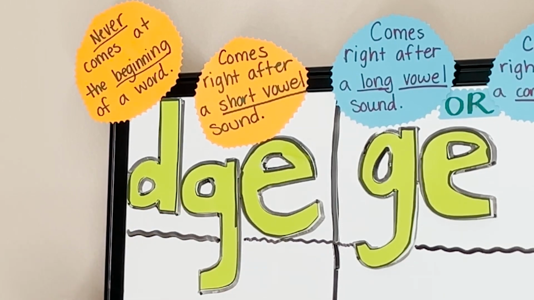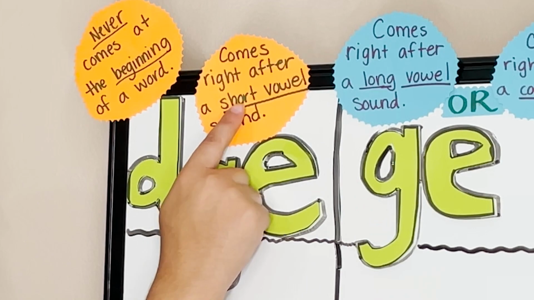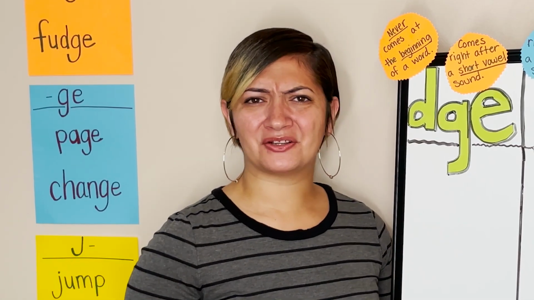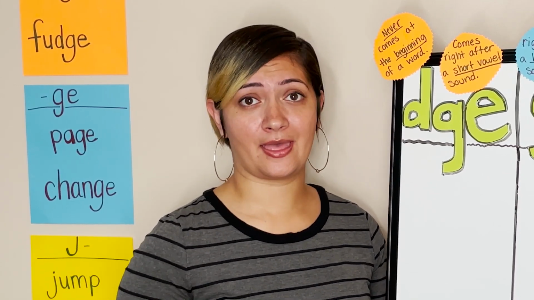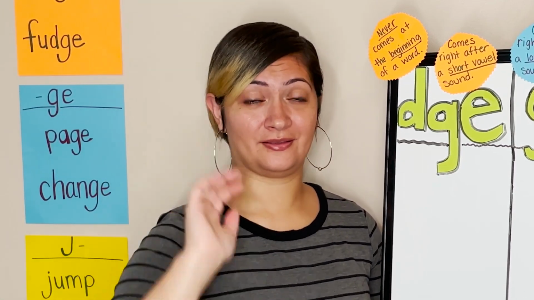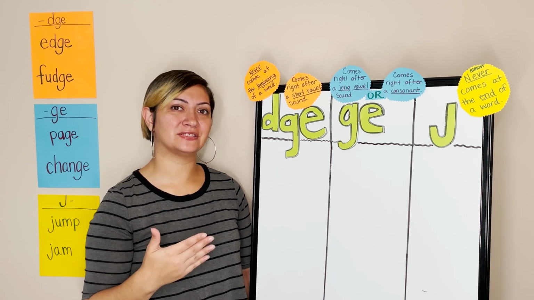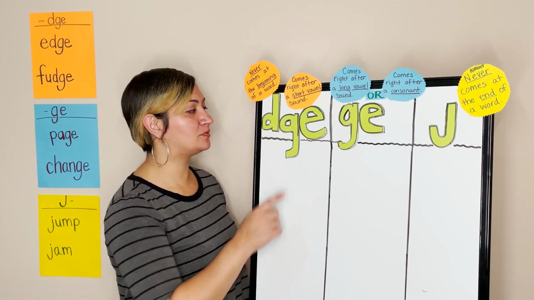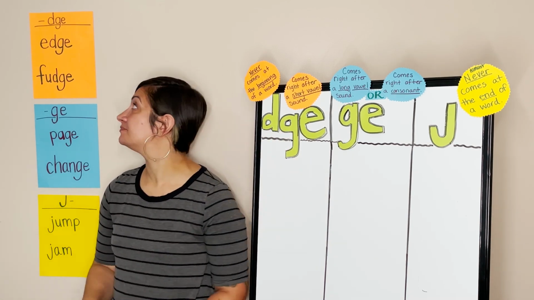D-G-E usually comes at the end of a word, not at the beginning, and always comes right after a short vowel sound. Let's remind ourselves about what those short vowel sounds are. A, eh, I, nice. Those are short vowel sounds. So when we hear a short vowel sound and then we hear the J sound, we'll know that we most likely will use the D-G-E spelling pattern. Let's look at a couple of examples.